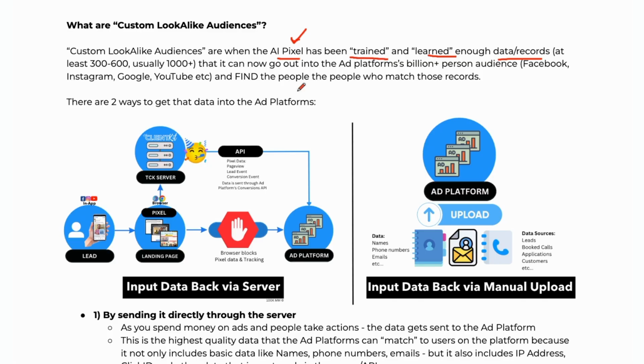And so these are the two ways in which we can actually get that data into the ad platforms, okay? So either we can go ahead and input the data back to the ad platform, right? Either Meta or Google via the server, okay? Which is actually as we spend the ad spend, okay? I'll talk to you more about that in just a second. Or we can input the data back via a manual upload, okay? What's the difference between the two there, okay?